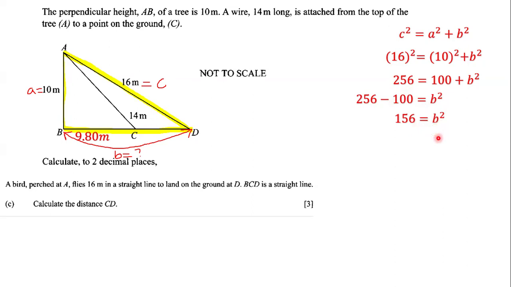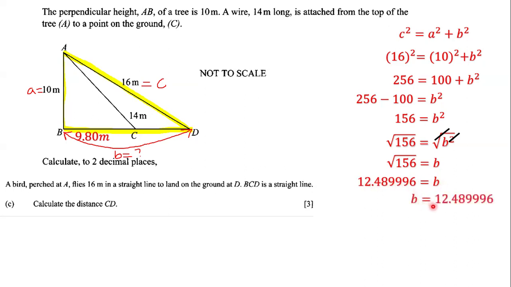The next thing we're going to do is take the square root of both sides. When we do, the square root cancels with the square, and we are left with b. And b is equal to the square root of 156. The square root of 156 is 12.489996, and that is what b is. But we're not done because we're trying to find CD.